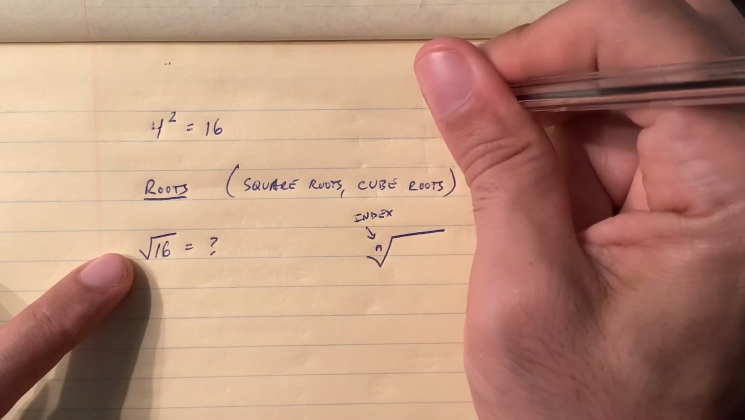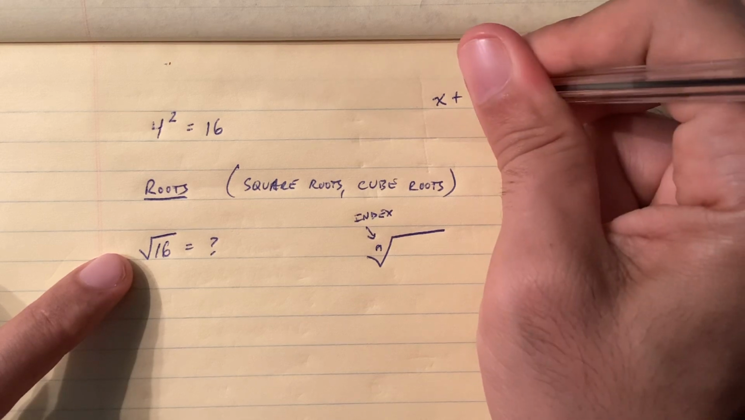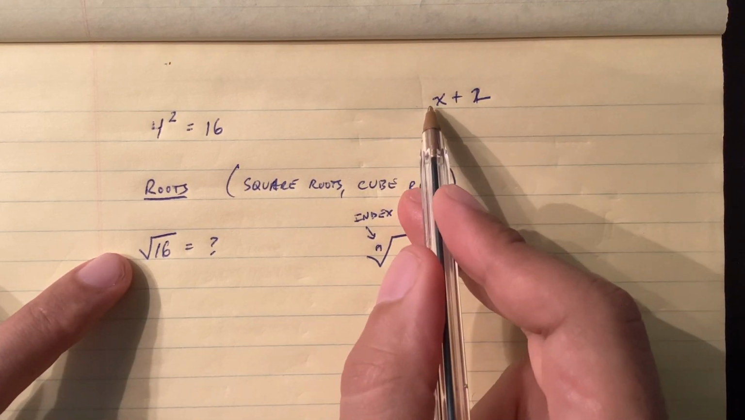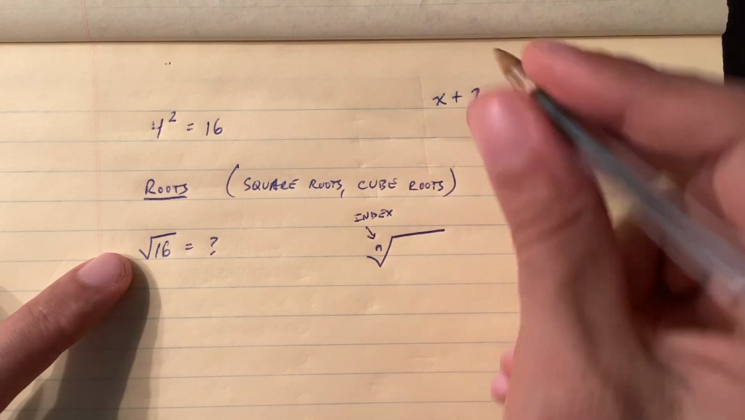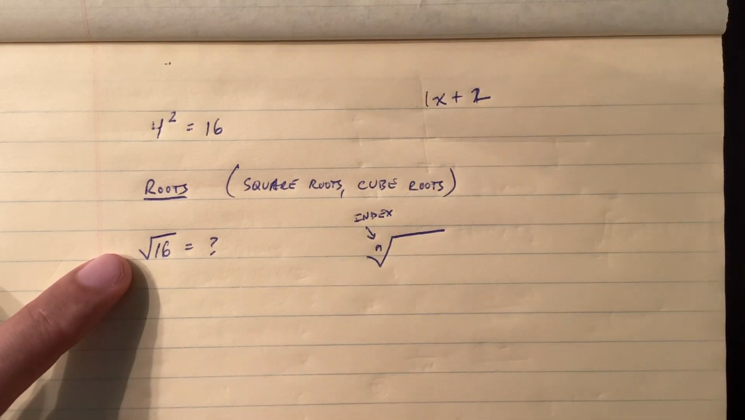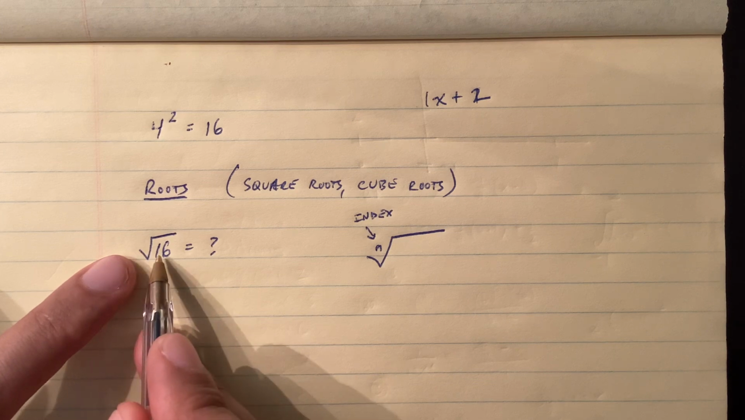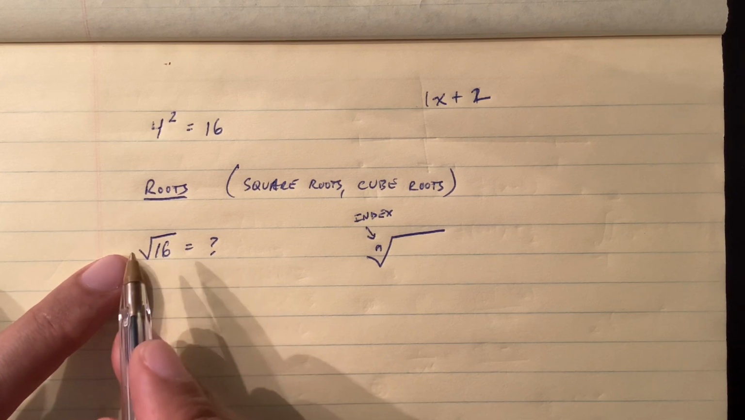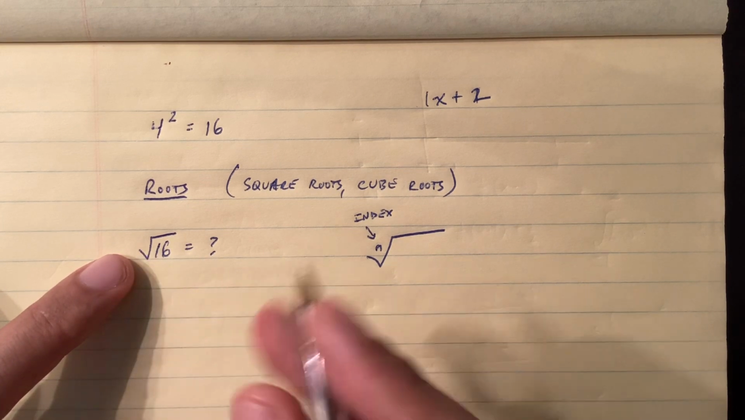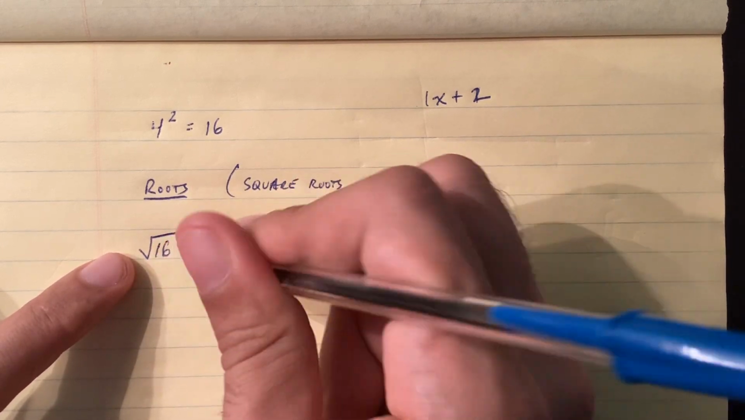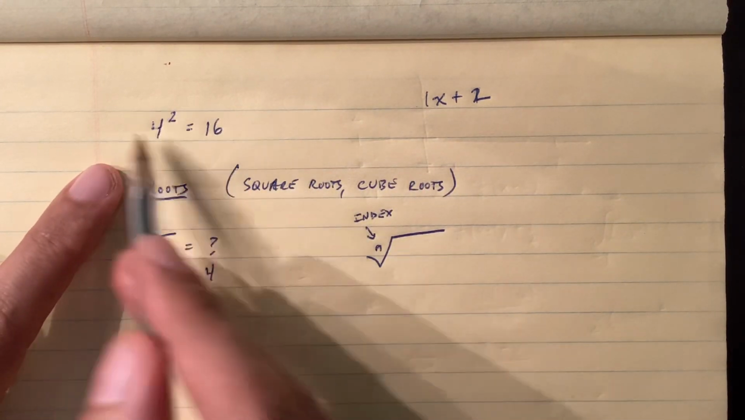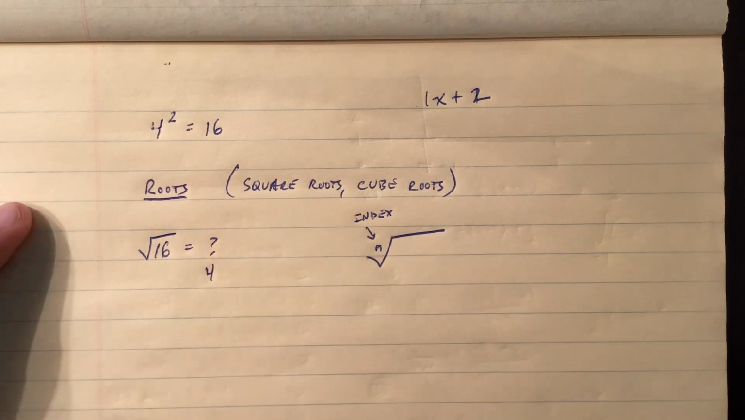It's kind of like when you see x plus 1, or x plus 2. Well, what's the coefficient in front of x? It's a 1. It's implied to be there. All right. So it's implied that we have the square root of 16. So we're looking for the same number to multiply with itself to get 16. Now you may already know that this is equal to 4.